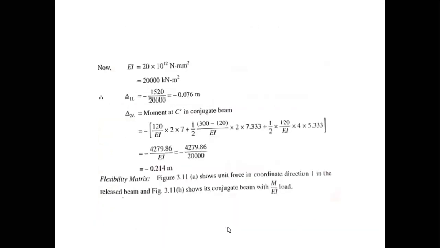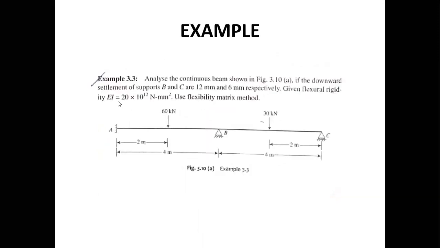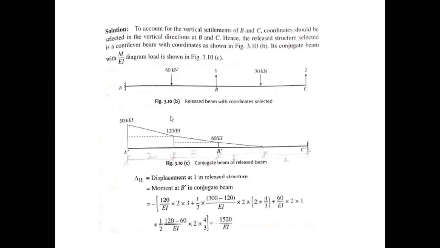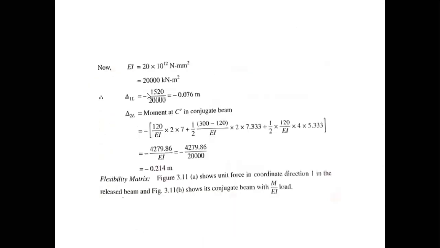Then similarly for the second case, this is 1520 upon EI. The value of EI may be given in the question. Yes, it is given. That is, the value of EI is 20 multiplied by 10 to the power 12 Newton mm square. So we have just substituted the value over here and we get the final displacement coordinate due to the loading in the coordinate direction 1 to be 1520 divided by 2000, that is equals to minus 0.076 meters.